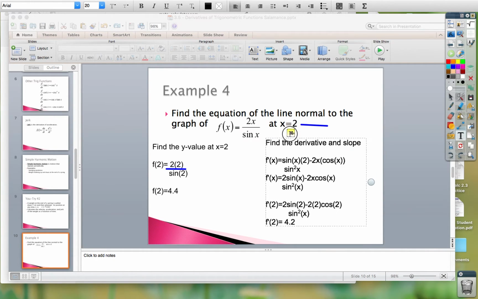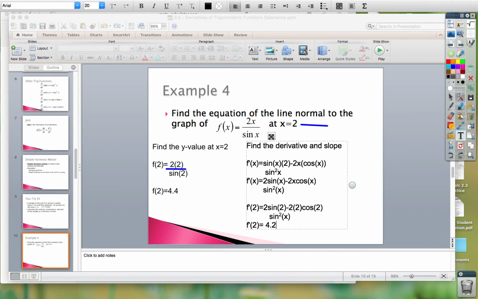Now that we have the slope, we need to find the equation for the normal. So remember, this gives us our tangent slope. So our tangent slope equals 4.2. The normal slope is equal to the negative reciprocal. So it's really just negative 1 divided by 4.2.